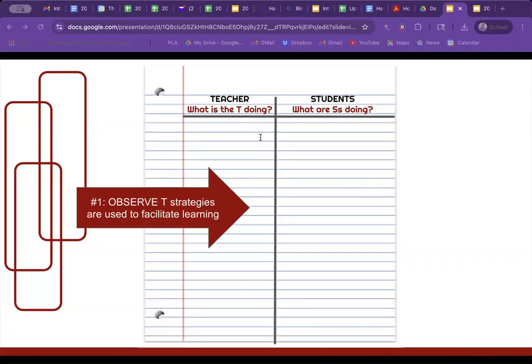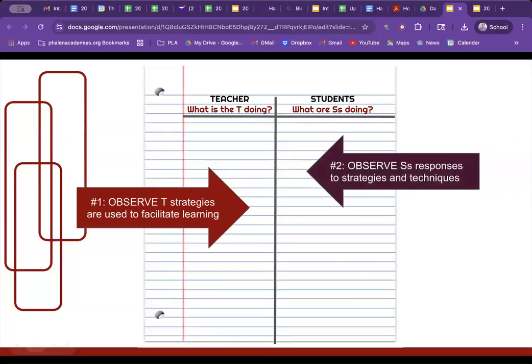And observe how the scholars respond to the strategies and techniques used to guide their learning process. Now you're going to draw a line on your note-taking guide to represent exact scholar participation count and ratio. Here is where we will be able to document how many scholars were able to participate during a specific segment of learning.